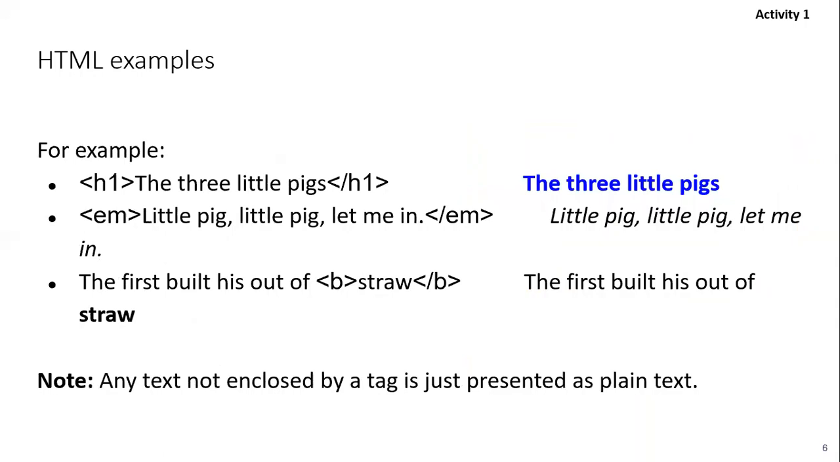So here's an example. We have some more tags here. There's an H1 tag, which means header 1, which makes the three little pigs bigger. We've got EM, which places something called emphasis on the words "little pig, let me in." And there's H1 slash H1, so it ends there, EM slash EM, so there's a pair. And here's the other one: the first built his house out of B for bold, straw, end the B, and there's the word straw. Any text that's not enclosed by a tag is simply plain text. They call it plain text.